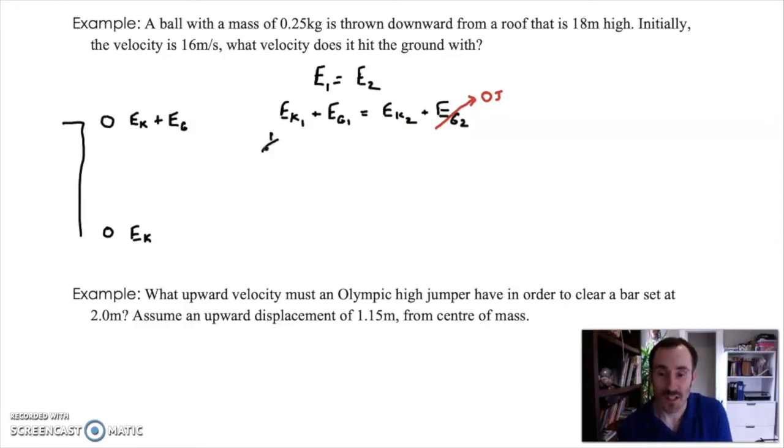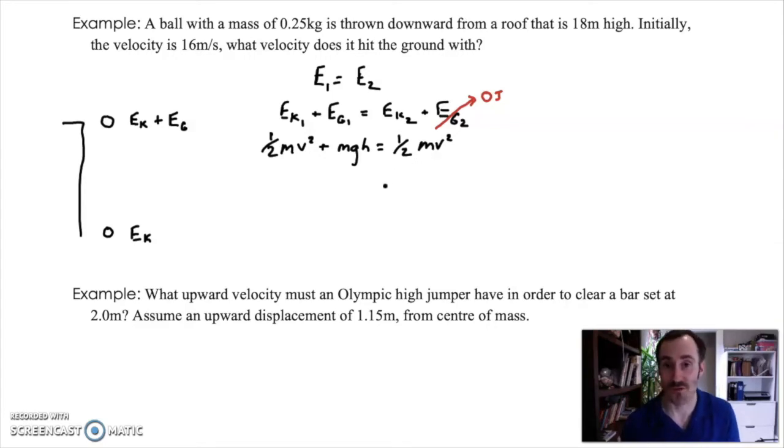Now we're going to expand each of these pieces into their formulas. So EK1 is half mv squared, and EG1 is mgh, and that equals half mv squared. Now, what we're trying to solve for is the velocity with which it hits the ground. That's the second v, or the v on the right side of the equation. So this is hopefully going to be straightforward. We're going to plug in some numbers and rearrange. I like to rearrange first and then plug in numbers. I find it a little bit more straightforward, but you can do whatever you'd like.